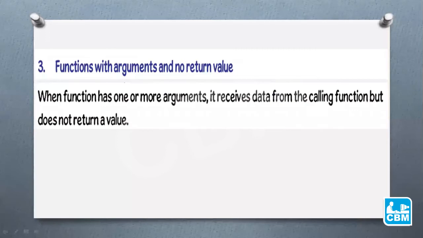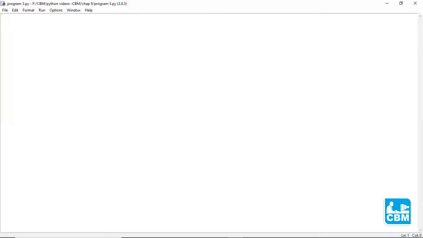Functions with arguments can have one or more arguments and it receives data when it is called into the Python program. But it does not return any specific value. Let's take an example of functions with arguments. Def print str. So here we have defined the argument within the parenthesis of a function.